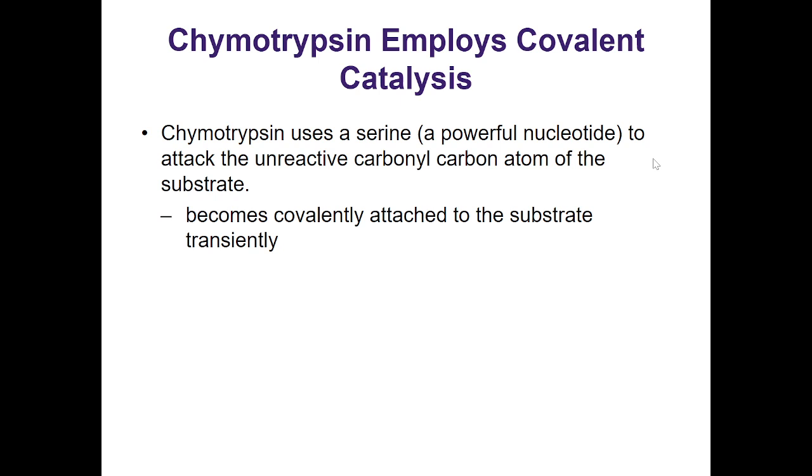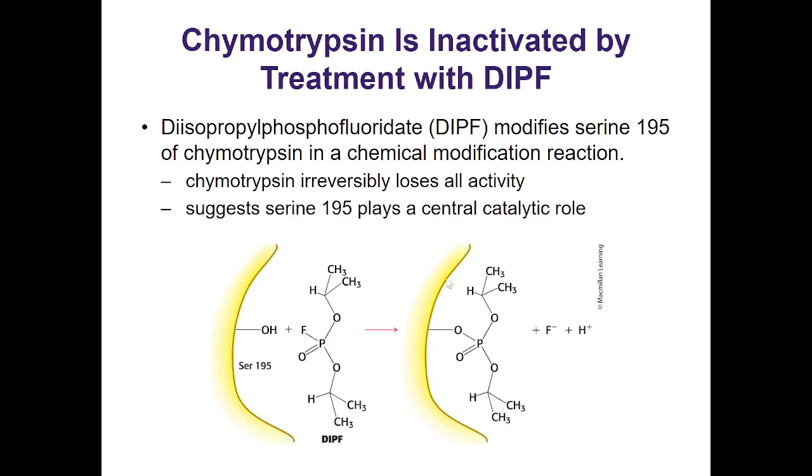So chymotrypsin is going to use a serine. Again, this is a powerful nucleophile to attack a non-reactive carbonyl atom of the substrate. This is going to become covalently attached to the substrate. Remember we were talking about there being ones that attach covalently first in our enzyme-substrate complex. This is an example, actually the example previously used, and we're attaching to the substrate transiently. And so this is actually this process.